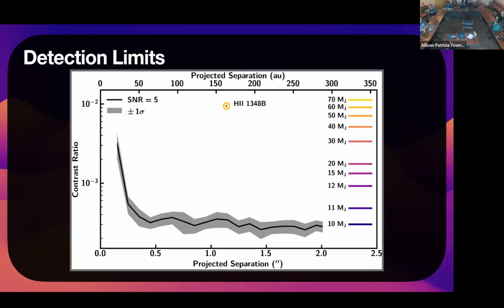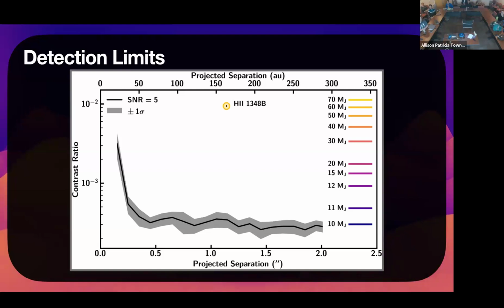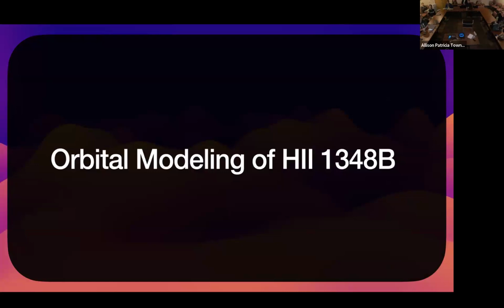So there's still the possibility for super-Jovian, or sub-Jovian, exoplanet companions to reside in the system that we haven't been able to detect. And this is limited by the integration time and also the inner working angle of our star subtraction and how quickly the noise goes up with decreasing projected separation.